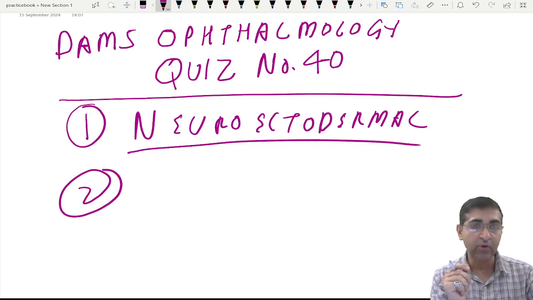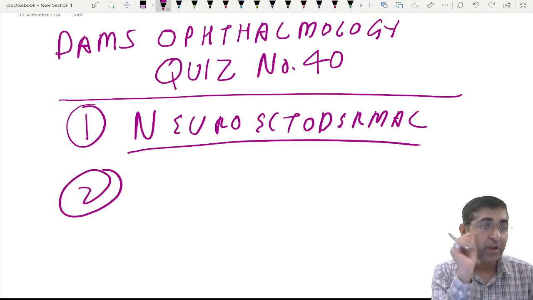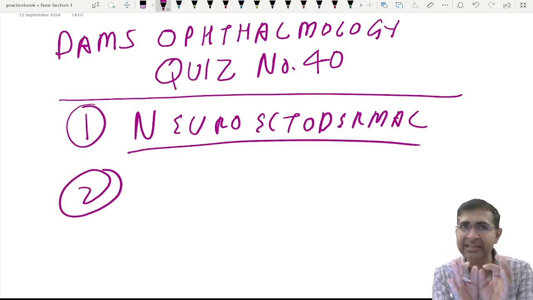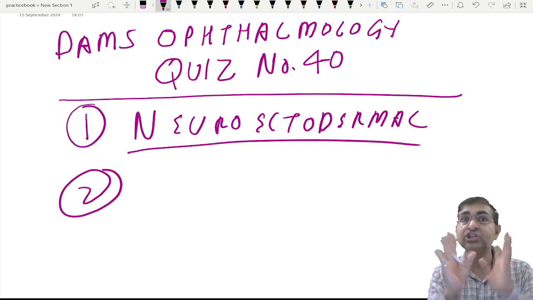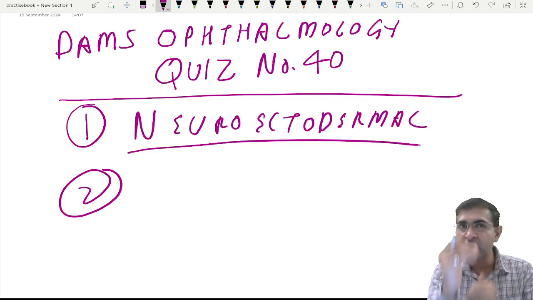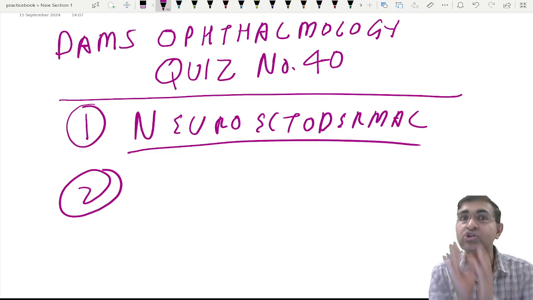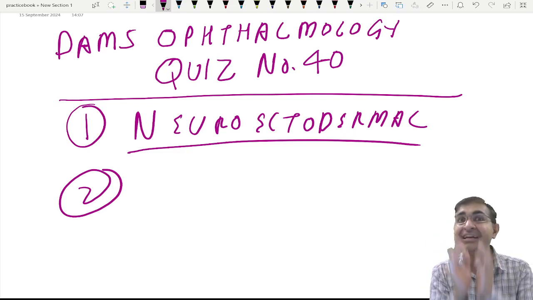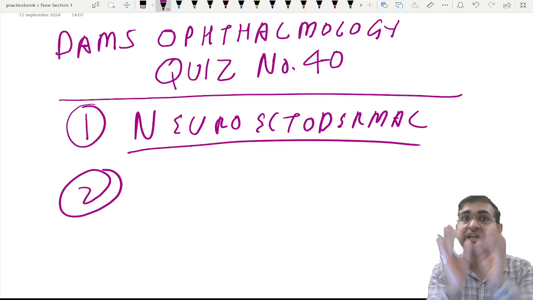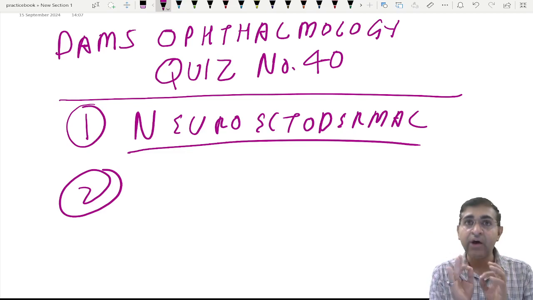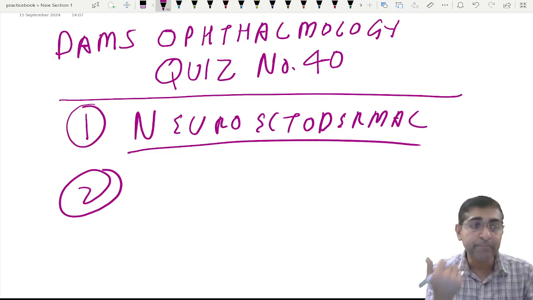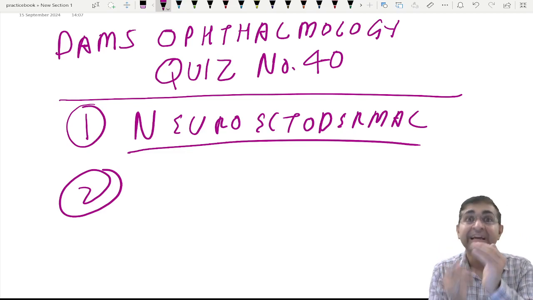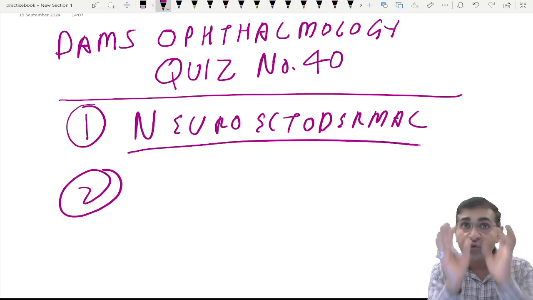All right, now coming over to the second question. Most common site of coloboma is... what is coloboma? Coloboma is deficient tissue, and it happens during the course of development. You know that there is a choroidal fissure which starts getting closed at 33 days of gestation. Now, if there is improper or deficient closure of the choroidal fissure, it leads to development of coloboma.